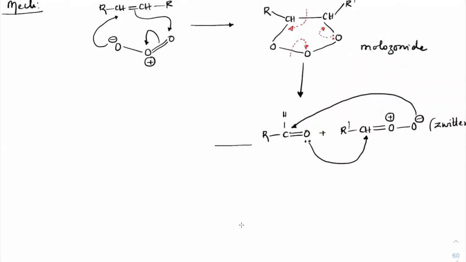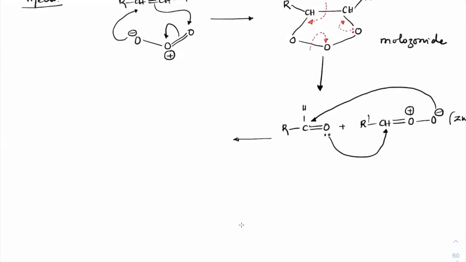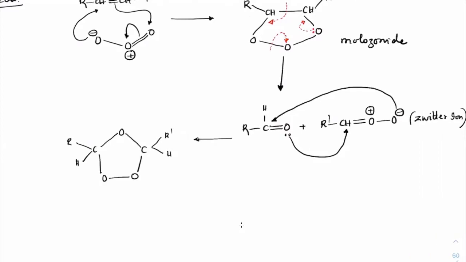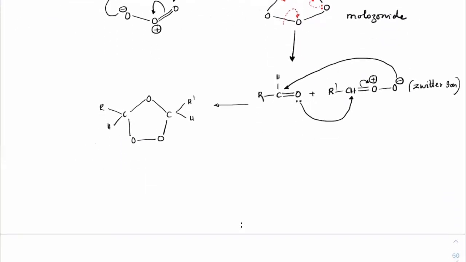As it attacks, we will get a product like we'll have R, C, I'll write it better. We'll have R, H, and we'll have this oxygen connected with this carbon with R dash and H, with oxygen, oxygen, and this carbon. Because as soon as that connection happens, this oxygen will take away its electrons. So can you see a hut-like shape we got? So this is a hut-like shape. This shape which is forming is called the ozonoid.